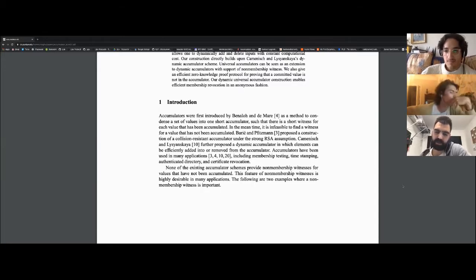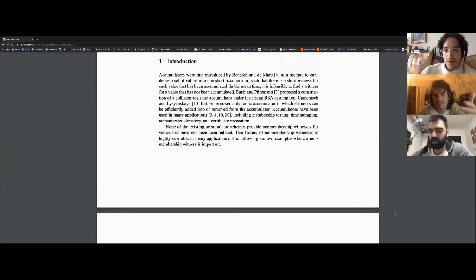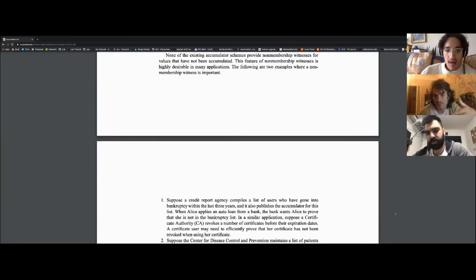And also you have some extra properties that you can impose, like collision freeness, as I don't know if they define in this paper, where basically you cannot create a proof of membership for something that is not in the accumulator. You cannot create a proof of non-membership for something that is in the accumulator. Intuitively speaking, this should work. Basically, you should be able to have no false positives and no false negatives somehow, right?